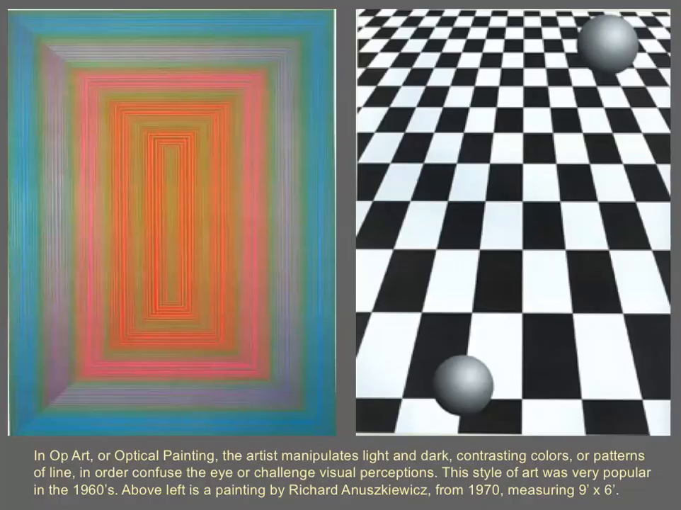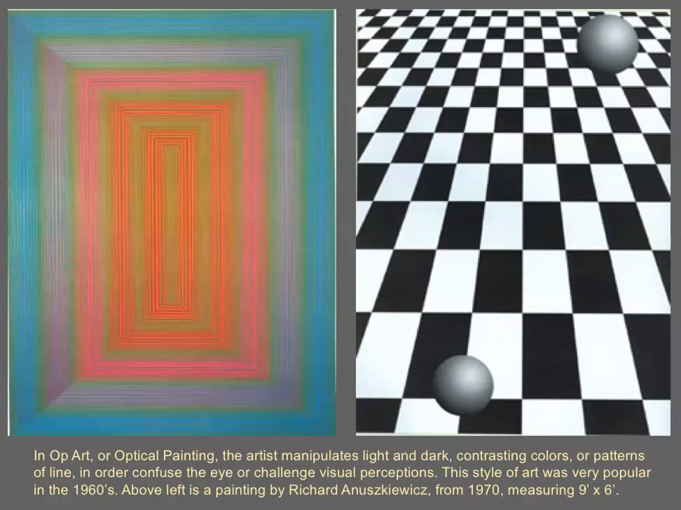Now what about op art? Op art is art that kind of tricks the eye. Usually the artists manipulate light and dark. They contrast colors or patterns in order to challenge our visual perceptions. This style of art was very popular in the 1960s, as this painting by Richard Aniskowitz shows.